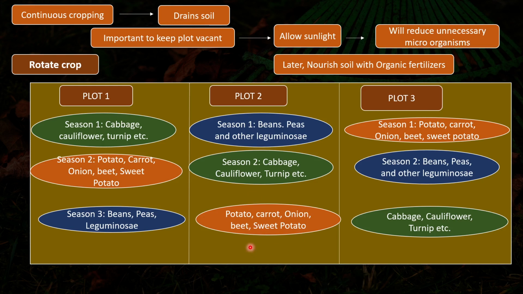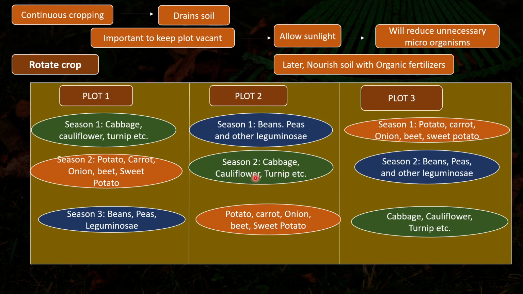And later on, after this season, you can again grow the leguminous plants, because the leguminous plants will again fix the nitrogen. It will enrich the soil with nitrogen, and then the nitrogen can later be utilized by the leafy plants. So that's why crop rotation is very important for any type of kitchen gardening.